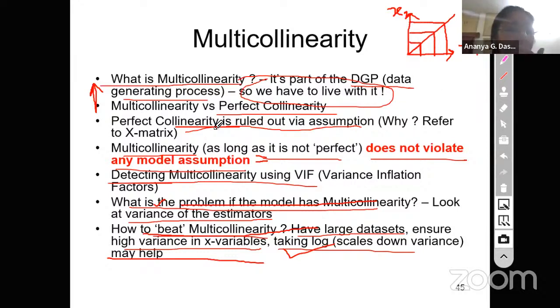But multicollinearity simply means that there is high correlation. It could be 0.90, 0.92, 0.93, but it's not 1. So that's the difference between perfect collinearity and multicollinearity.